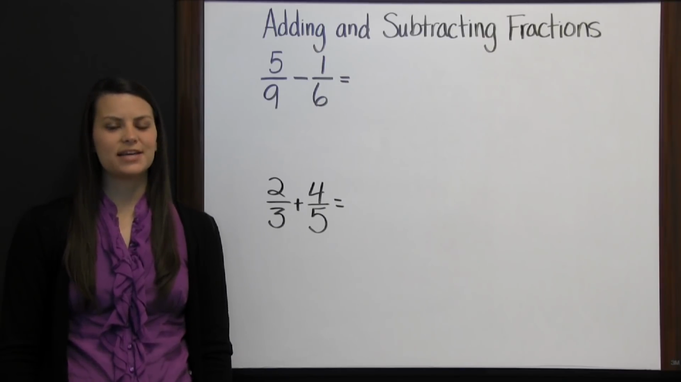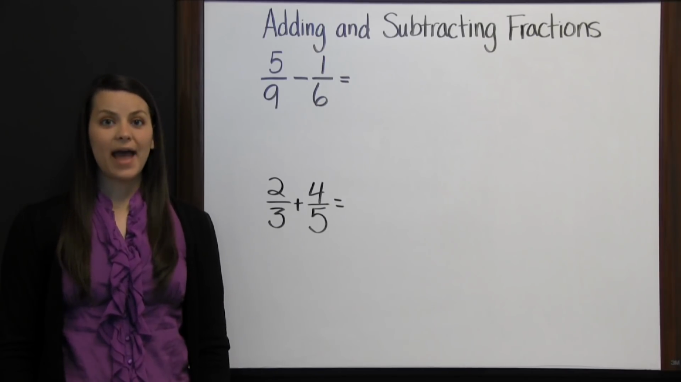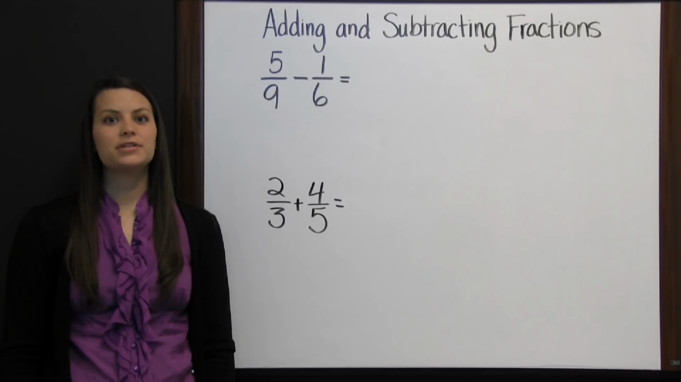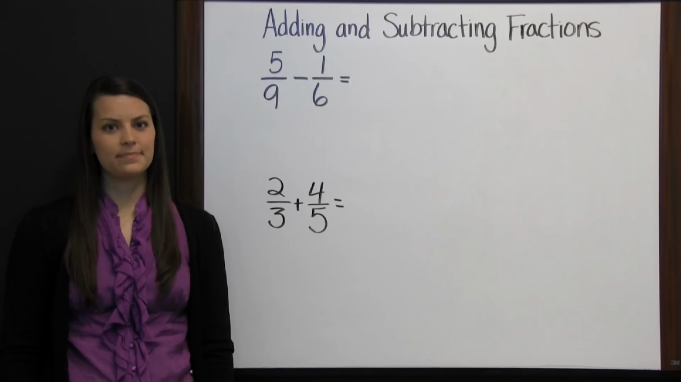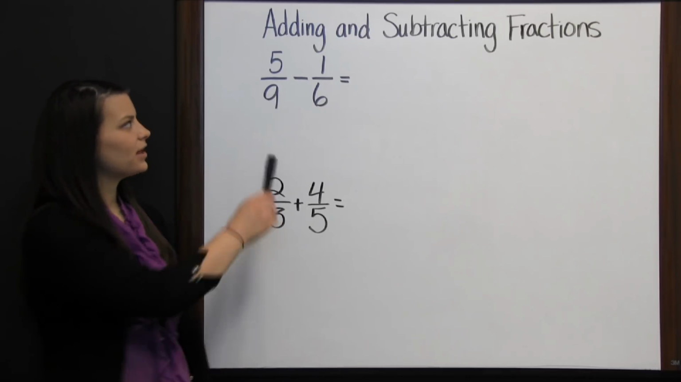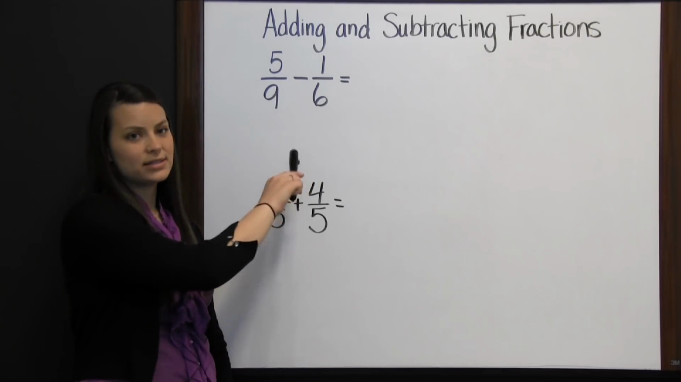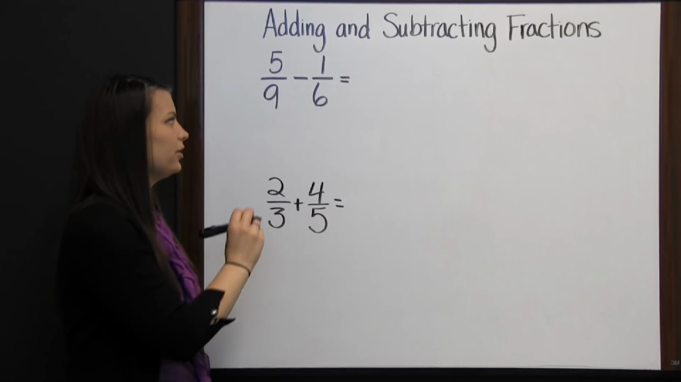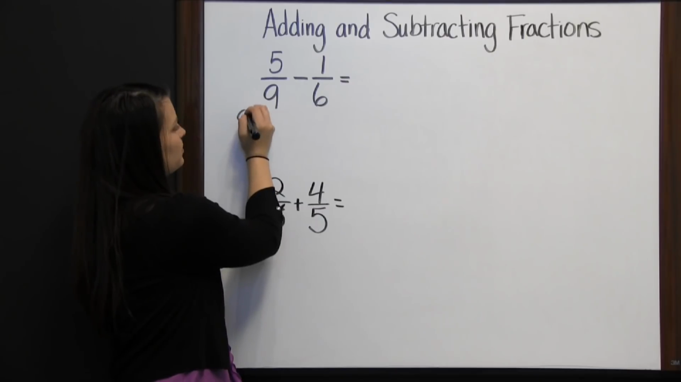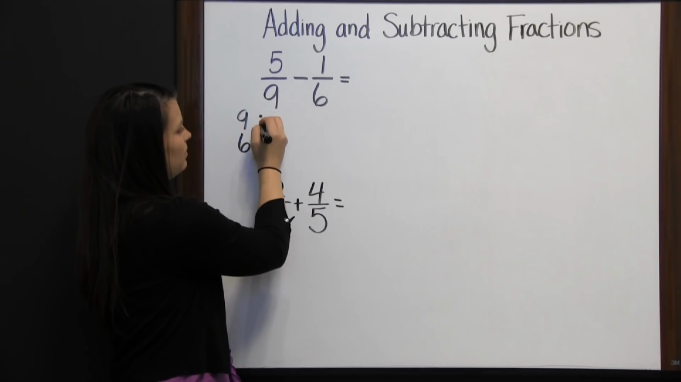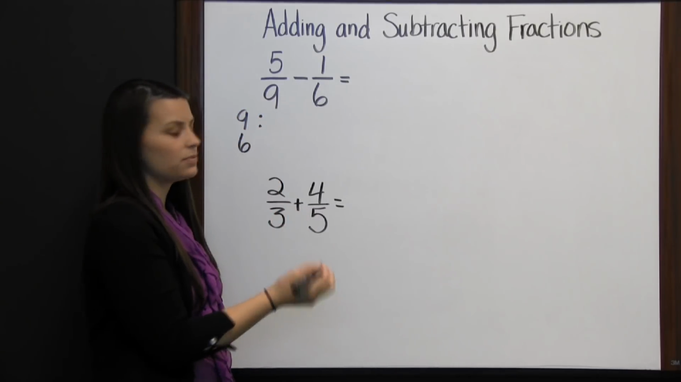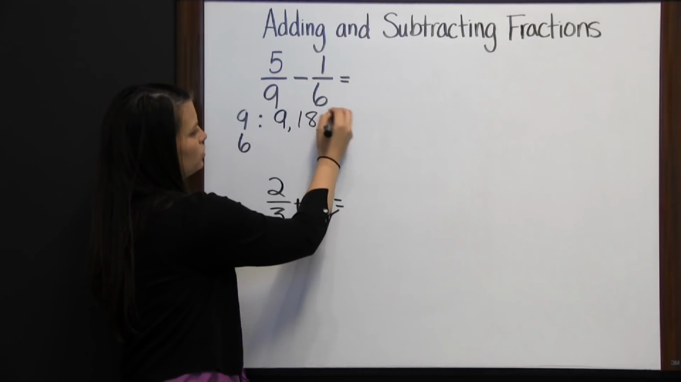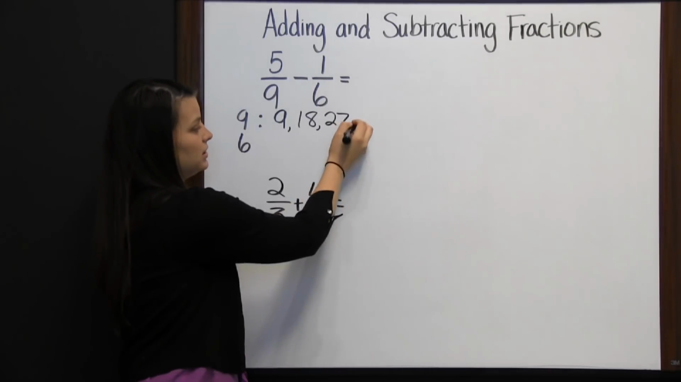Adding and subtracting fractions. To add and subtract fractions, first make sure that the denominators are the same. If they aren't, like in 5/9 minus 1/6, then we need to find the least common denominator. The least common multiple of 9 and 6 can be found by listing the multiples 9, 18, 27, etc.